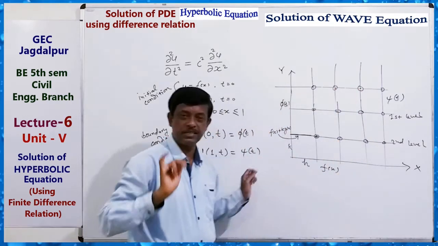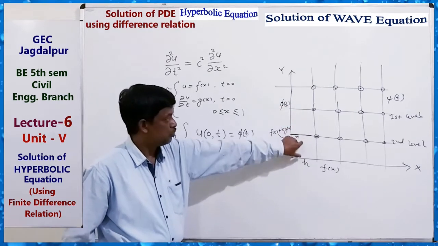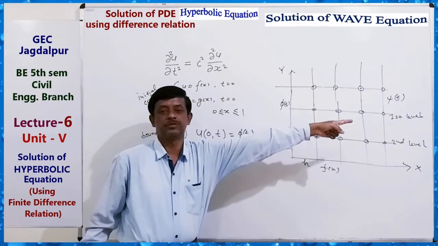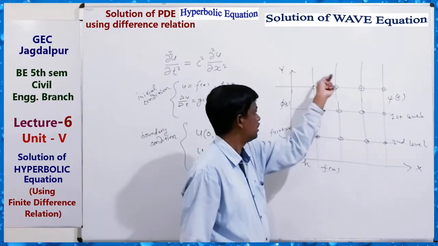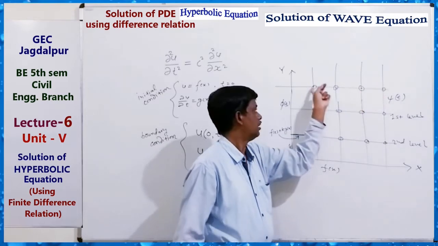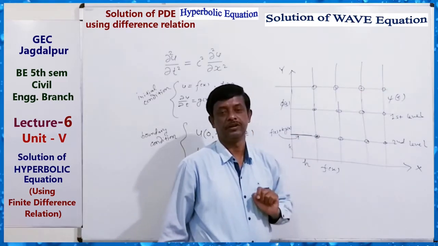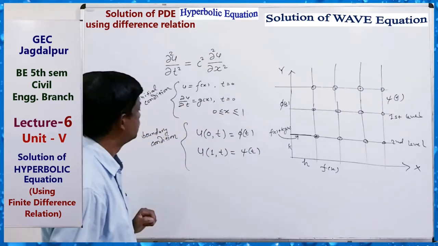Here two initial conditions are there. One is here, one is here. So using these two, we can get the values of the function at this mesh point. And also using these two, we can get values of the function at this point.